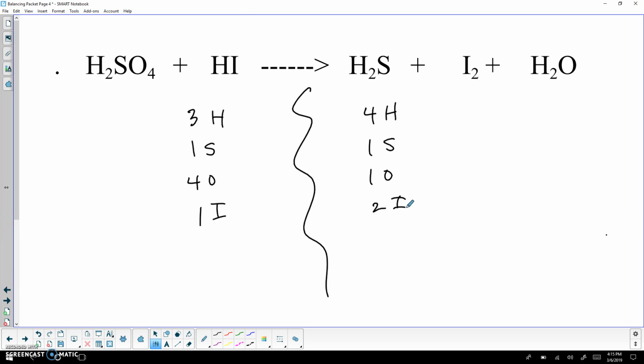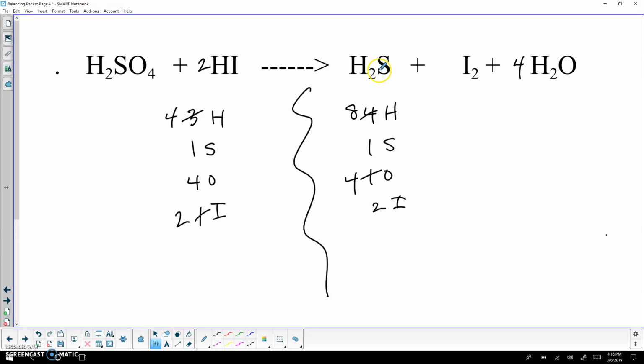Let's try this. Maybe instead of skipping the hydrogen, let's start with hydrogen this time. Since I've got 4 here and I've got 3 here, if I put a 2 here, this should make this 4. Then the iodine is going to become 2. Okay, so hydrogen looks good. Sulfur is all right. I have 4 and I have 1. So if I put a 4 here on the oxygen, this hydrogen is then going to become 8 all of a sudden. This oxygen becomes 4. So that looks good. Sulfur is good. Oxygen, iodine.